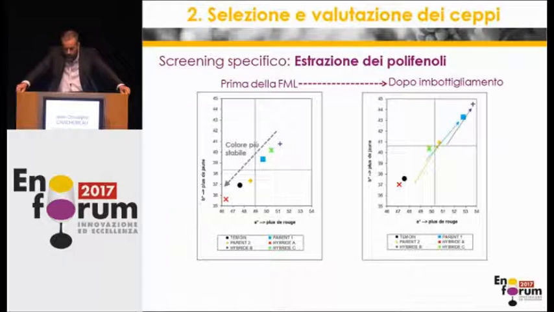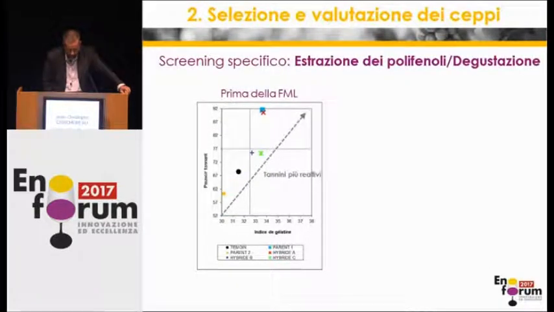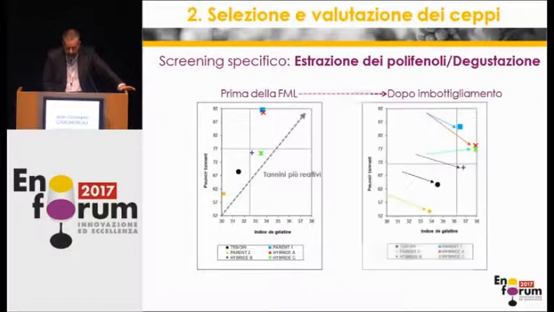Specifically, hybrid A and the control, or hybrid 1 rather, do not change, while the parent and hybrid C shift towards more yellow, more red, which means that there is a sort of decay of the color and less color stability. And here we have analytical indexes that show the reactivity of tannins.